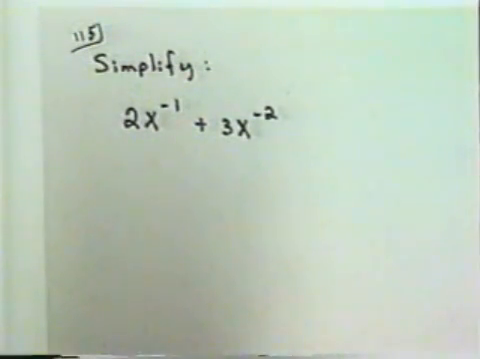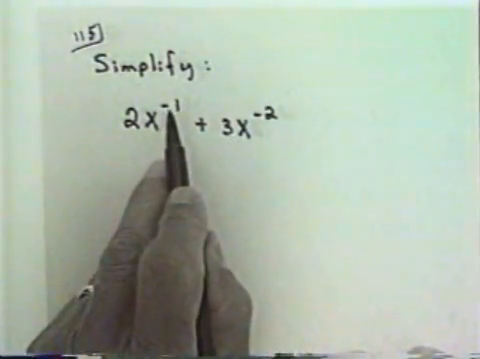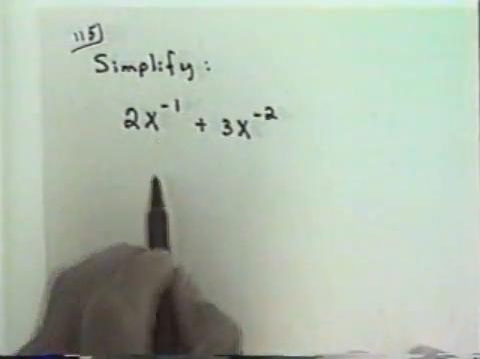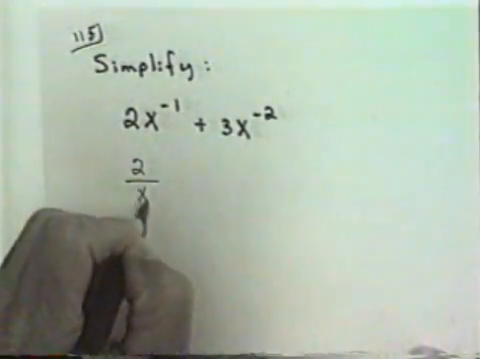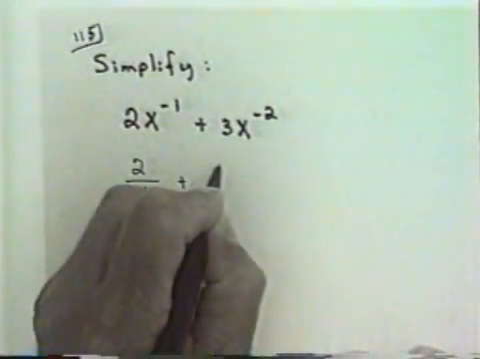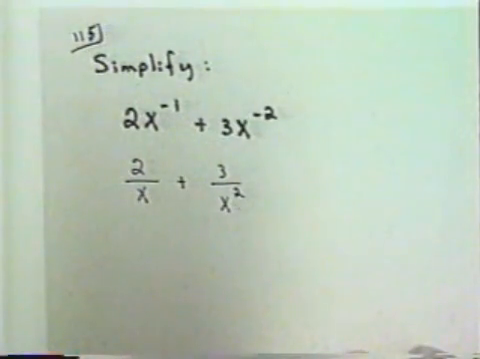This doesn't really look like an algebraic fraction, but it is. Let's simplify 2x to the negative 1 plus 3x to the negative 2. I know that a negative exponent tells me to take the reciprocal of the base. So I can rewrite this as 2 over x plus 3 over x squared.